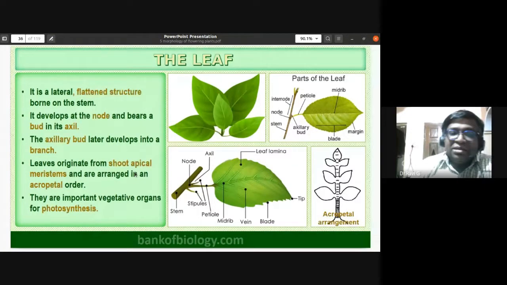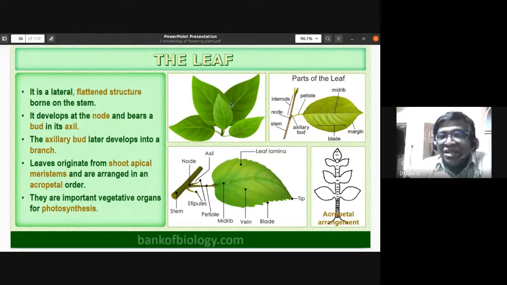So the leaves arise from the shoot apical meristem and they are arranged in an acropetal manner. The older leaves are found at the base and younger leaves are found at the tip. They are important vegetative organs for photosynthesis.